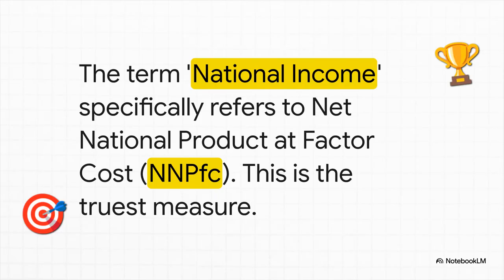Now, here's a crucial tip, especially if you have exams coming up. When economists just say national income without any other details, they are almost always talking about this one specific measure, net national product at factor cost, or NNPFC. And why this one? Well, because it represents what the nation's citizens actually earned after you account for the wear and tear on their equipment and before all the distortions from government taxes and subsidies.